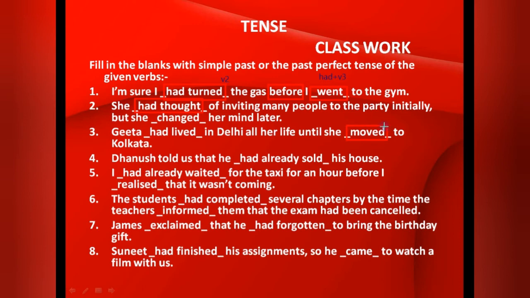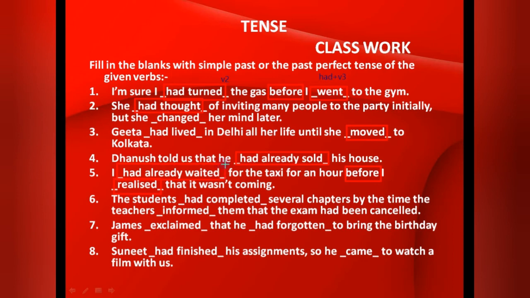Dhanush told us that he had already sold his house. Only one clause is given, कि already he told us that वो अपना घर बेच चुका था. I had already waited for the taxi for an hour before. It's very easy. Before is given. After this we have to put verb second form. Automatically the remaining word we have to put in past perfect tense.